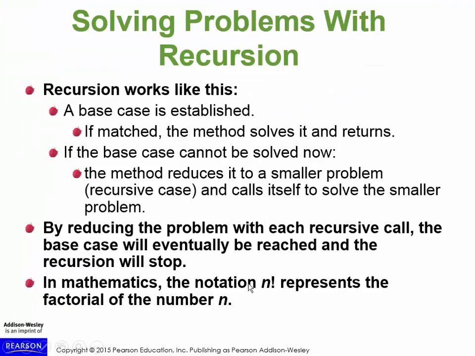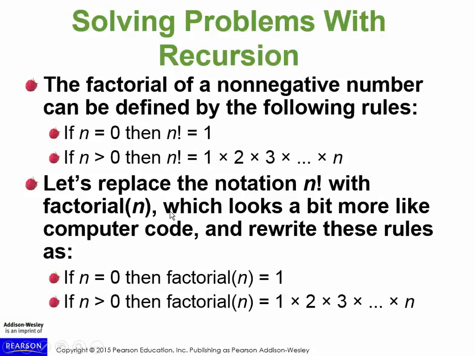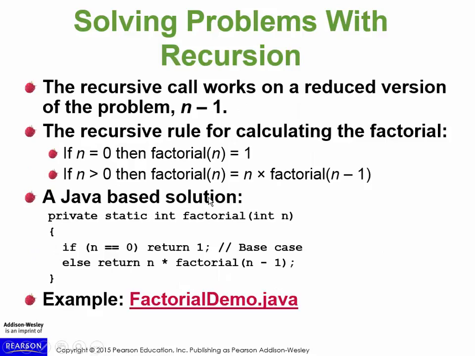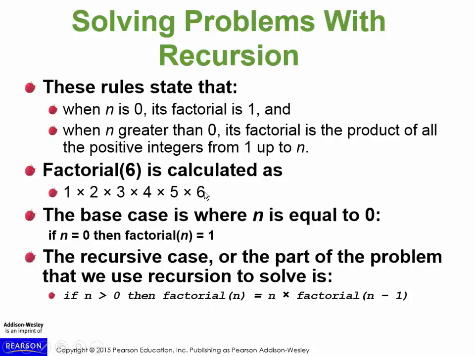All right? So there's the factorial thing. They say the rules state when n is 0, its factorial is 1, and you're done. If n is greater than 0, the factorial is the product of all the positive integers up to that. So 6 factorial looks like this. I did it the other way because that's how I was taught: 6 times 5 times 4 times 3 times 2 times 1. Again, if n equals 0, then the factorial of n is equal to 1. Otherwise, it calls itself again.